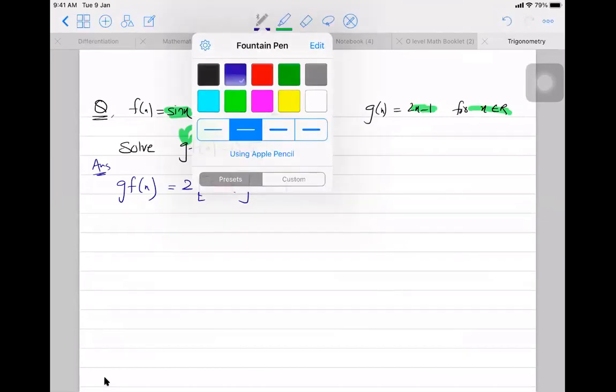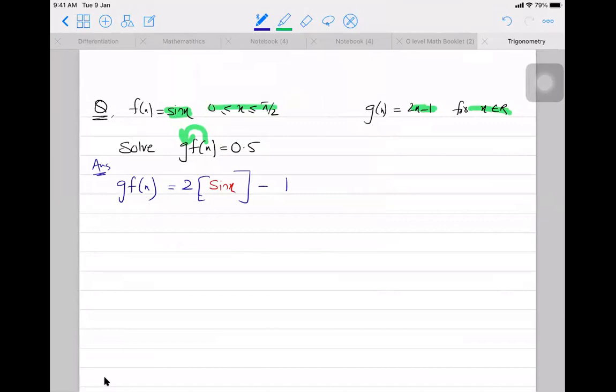Okay. So 2 sine x minus 1 is going to be equal to 0.5. Because g f of x was equal to 0.5, then 2 sine x minus 1 is equal to 0.5. And I just need to solve this equation. 2 sine x would be equal to 1 plus 0.5, which is 1.5. And sine x is going to be equal to 1.5 divided by 2, 0.75.